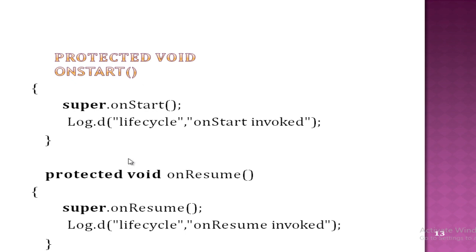The onStart method is called when the activity becomes visible to the user. onCreate is to initialize the activity. And the onResume method is called when the activity becomes visible again. Okay, next, protected void onPause.